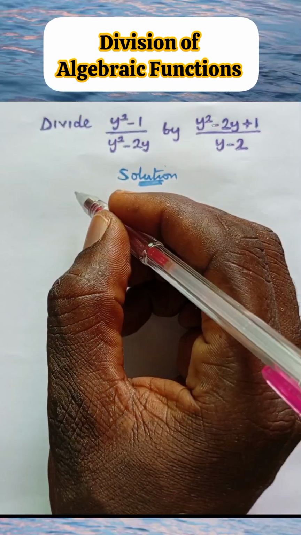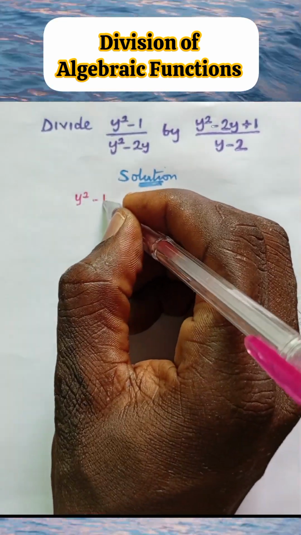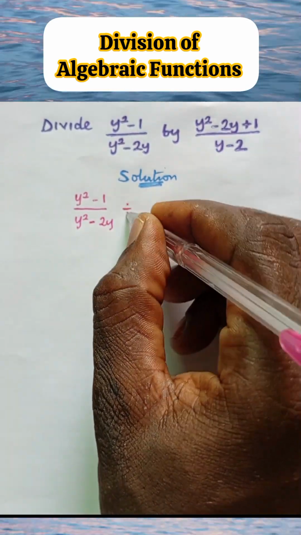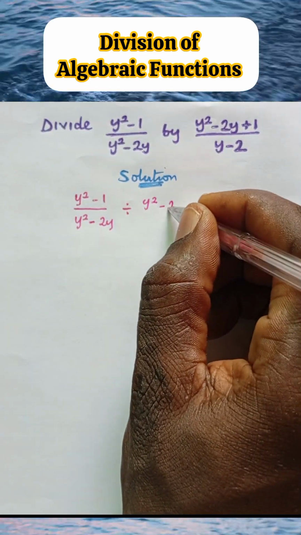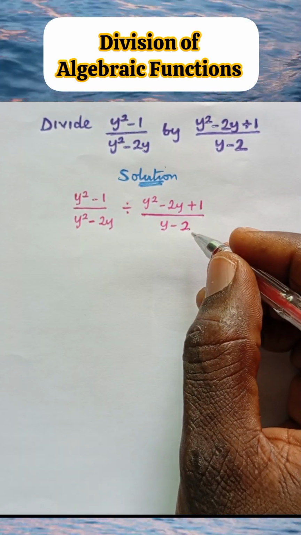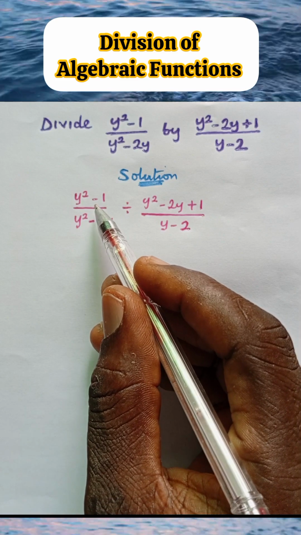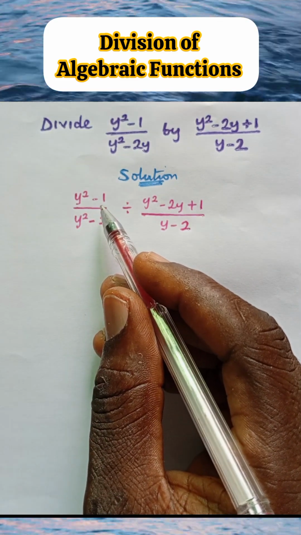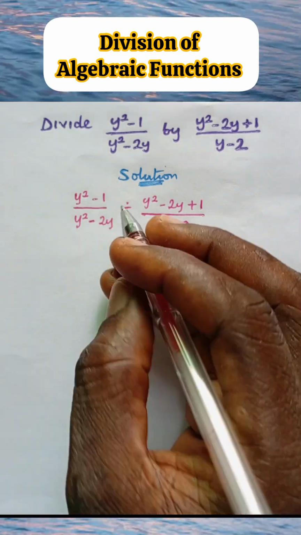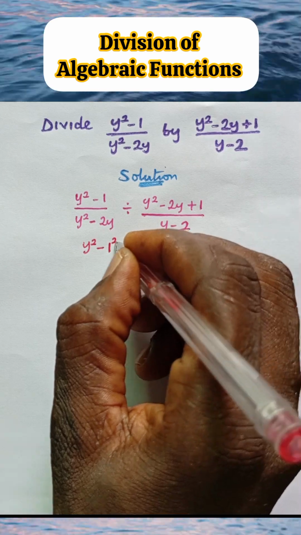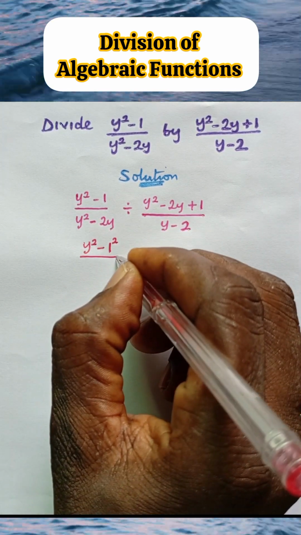First, let us put down the expression (y squared minus 1) over (y squared minus 2y) divided by (y squared minus 2y plus 1) all over (y minus 2). Now when you look at this numerator, we have a difference of two squares. To make it more obvious, let us rewrite it this way. We have y squared minus 1 squared, because 1 squared is the same thing as 1, all over.